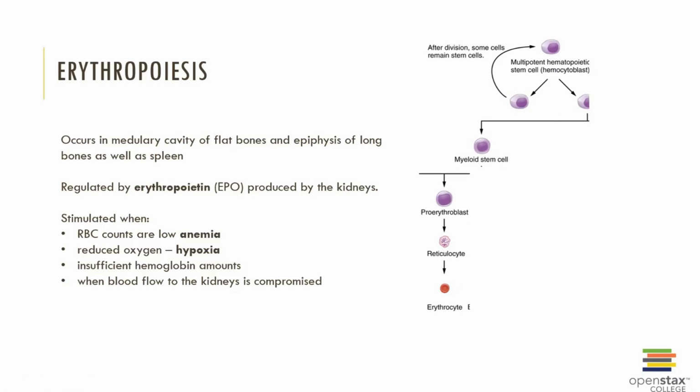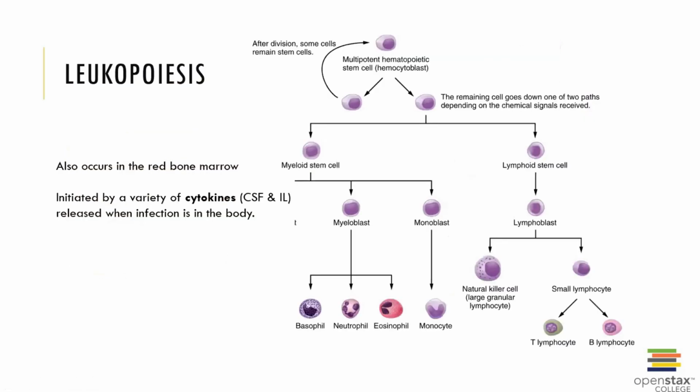Now, let's talk about some pathology here. When the red blood cell counts, when the erythrocyte counts, are low, we have a condition known as anemia. If one has reduced oxygen, we call that hypoxia. That's a reduction of the oxygen flow. And then we get into leukocytes.